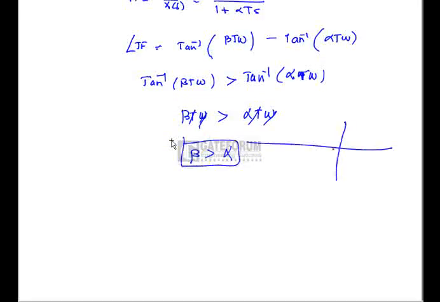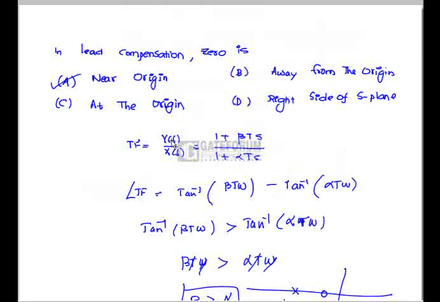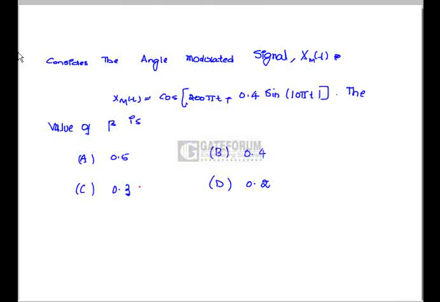Means we know that here the zero is at 1 by beta T, whereas the pole is at 1 by alpha T. Here beta is greater than alpha, hence the zero occurs nearer to the origin compared to the pole. Hence, option A is correct.